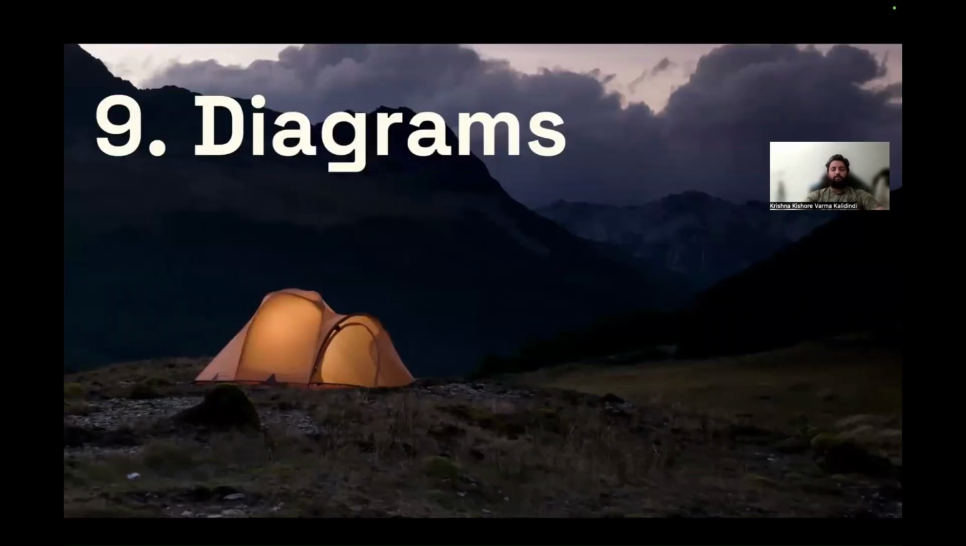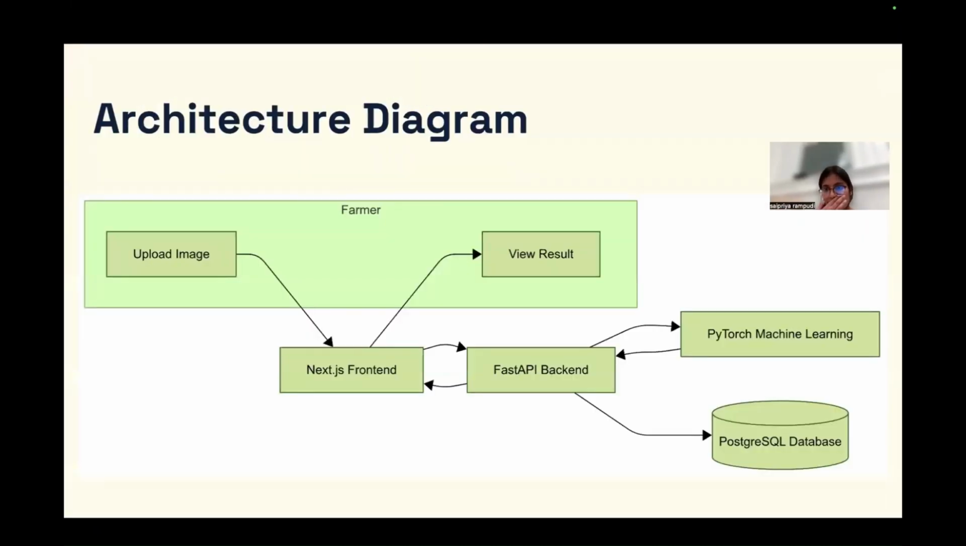Okay. Coming to the diagrams, I'm going to explain the diagrams. We have the architecture, state, and context diagrams. Coming to the architecture diagram, I'm getting double voice. Sorry.